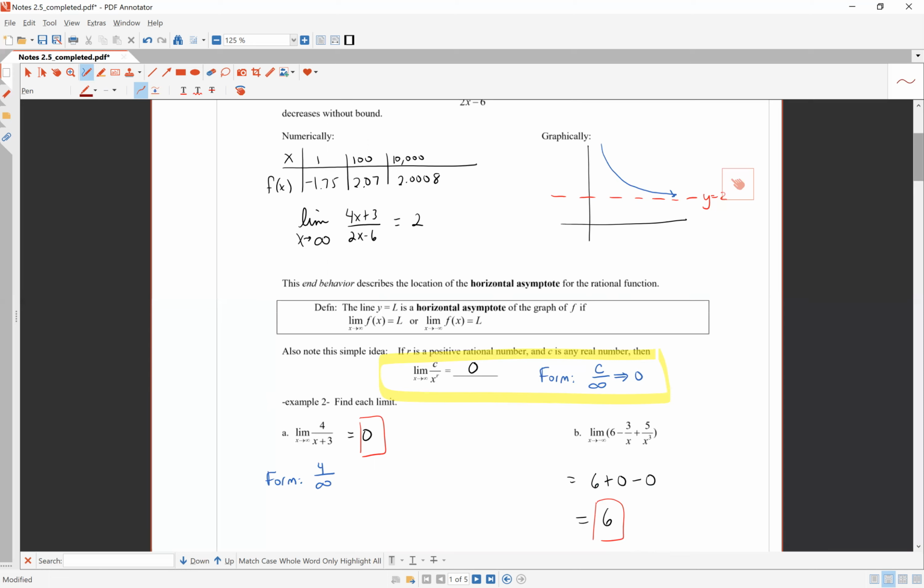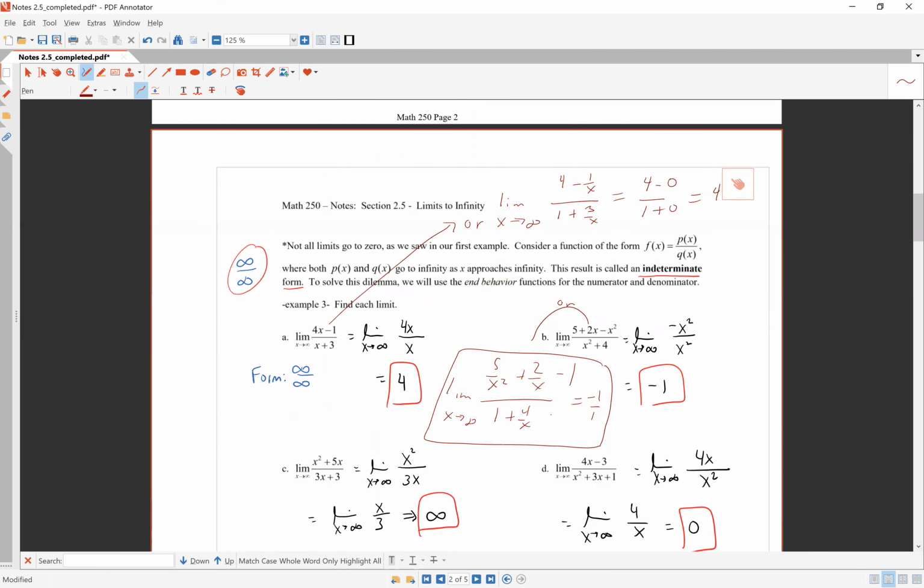The denominator becomes huge for large x, so 4 over infinity will become 0. And in b, the limit as x goes to infinity: well, 6 doesn't go anywhere. If you just look at the plot of y equals 6, it never changes. But 3 over x goes to 0, and 5 over x cubed goes to 0. So that limit would go to 6 plus 0 minus 0.